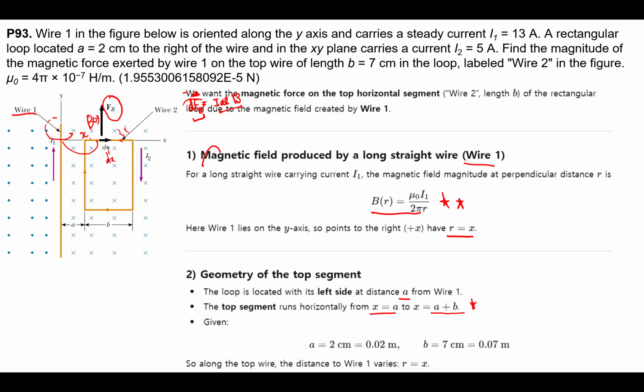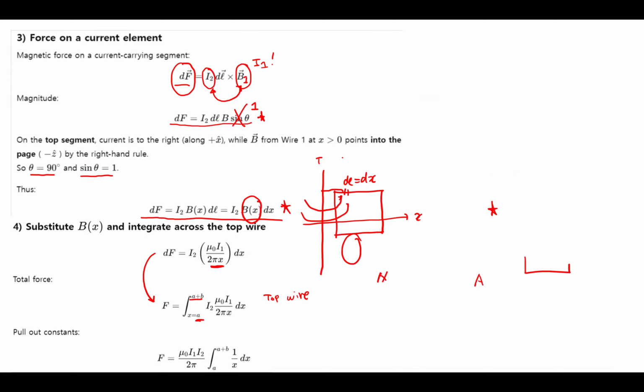And then we need to figure out the infinitesimal force on this segment, on the top of this loop. And then we can find the force law. So first we need to find the magnetic field, and then we apply the force law. And then we do the integral for the given section from a to a plus b, and then we get the final answer.